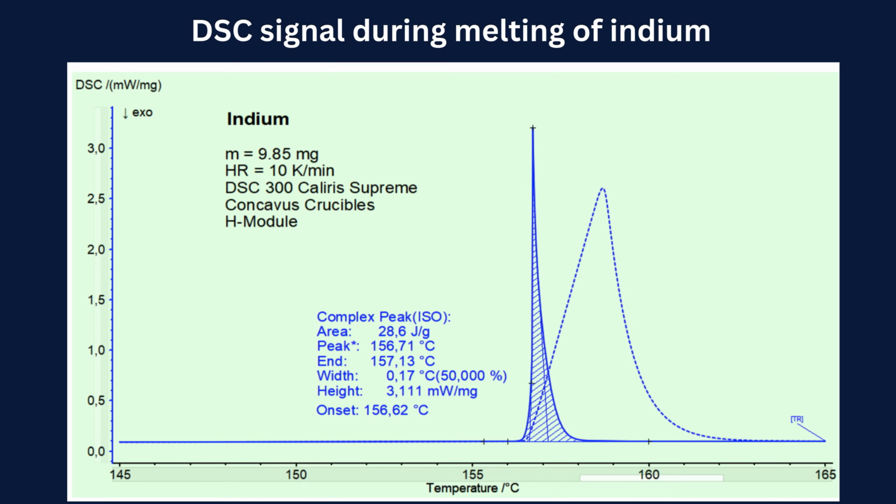Calibration. Accurate DSC measurements require regular calibration using certified standards such as indium, tin, zinc, or sapphire. These standards establish temperature accuracy, heat flow calibration, and heat capacity measurements.